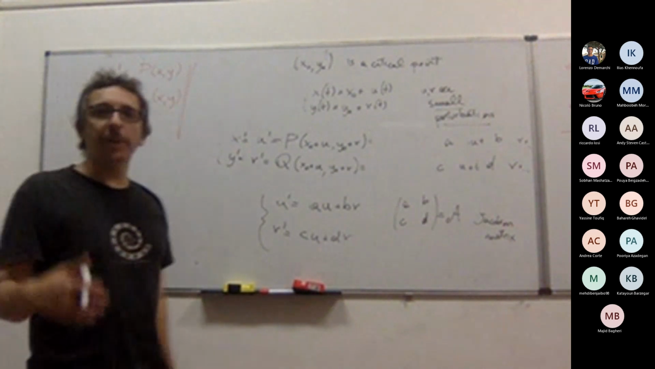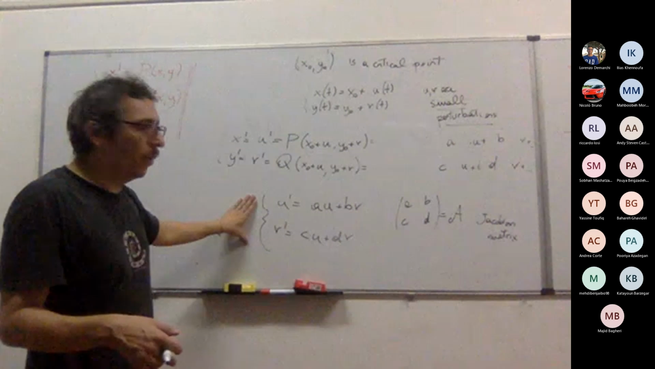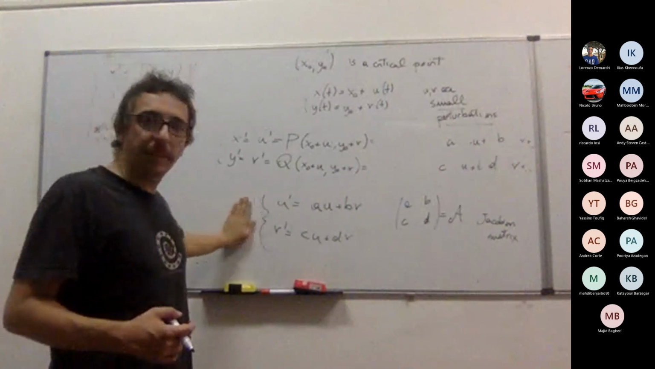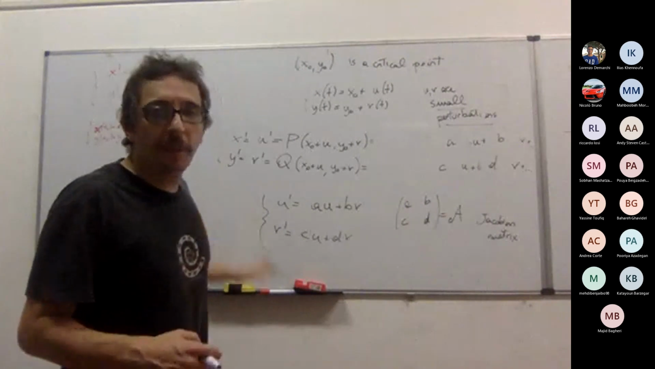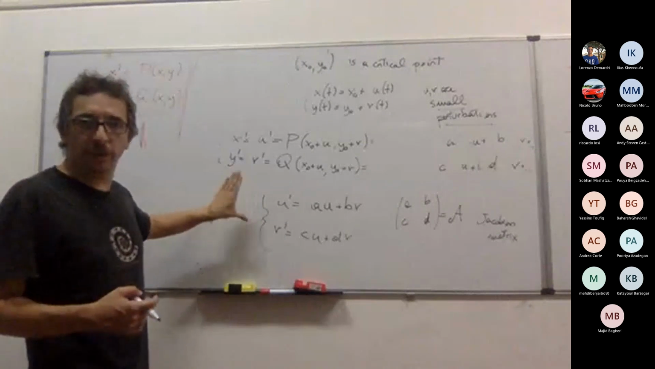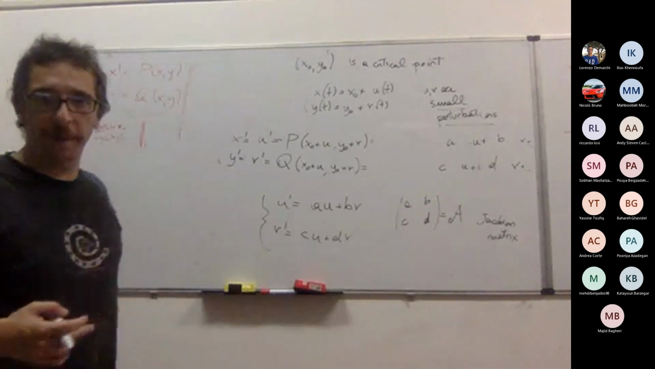So why did we do this? We did this because now what I can do is to study the stability directly only on the linear system. And what I will do later is to try to understand if the information that I get on the linear system can be translated to the nonlinear system.